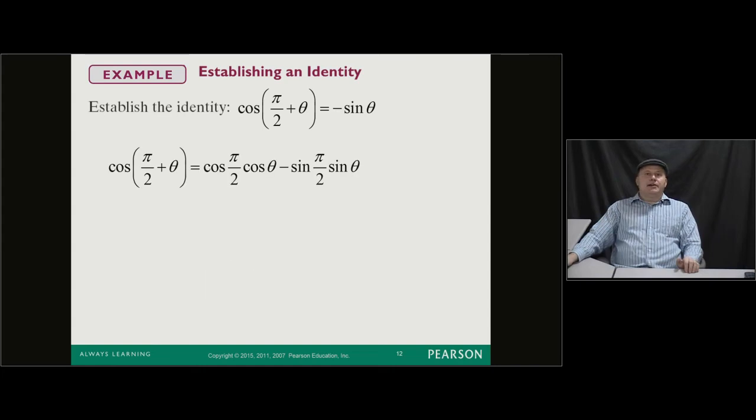So let's begin. Cosine of pi over 2 plus theta is the same thing as the cosine of the first times the cosine of the second minus the sine of the first times the sine of the second. So I can evaluate cosine of pi over 2, it's 0, and I can evaluate sine of pi over 2, and that's 1. If you do the math, 0 times cosine of theta will still be 0, and negative 1 times the sine of theta is negative sine of theta, and voila, there's the right side. So it's very simple. Use the sum formula for cosine, evaluate the ones that you know, simplify, and that should be the right-hand side.